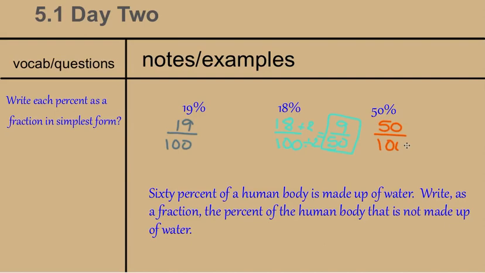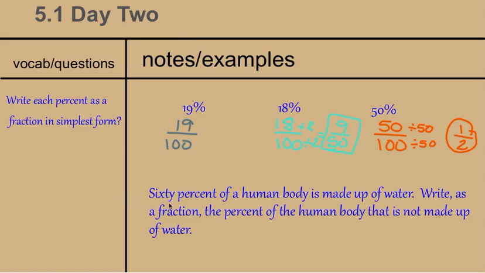50 over 100. Well, I know 10 goes into both for sure, because they end in a 0. I'm also pretty sure now that I'm thinking about it, 50 goes into both. So I'm going to divide both by 50. 50 divided by 50 is 1. 100 divided by 50 is 2. Well, 1/2 doesn't reduce anymore. It makes sense, doesn't it? 50 cents is half of a dollar. 50 over 100, 50 is half of 100. So that makes sense there.